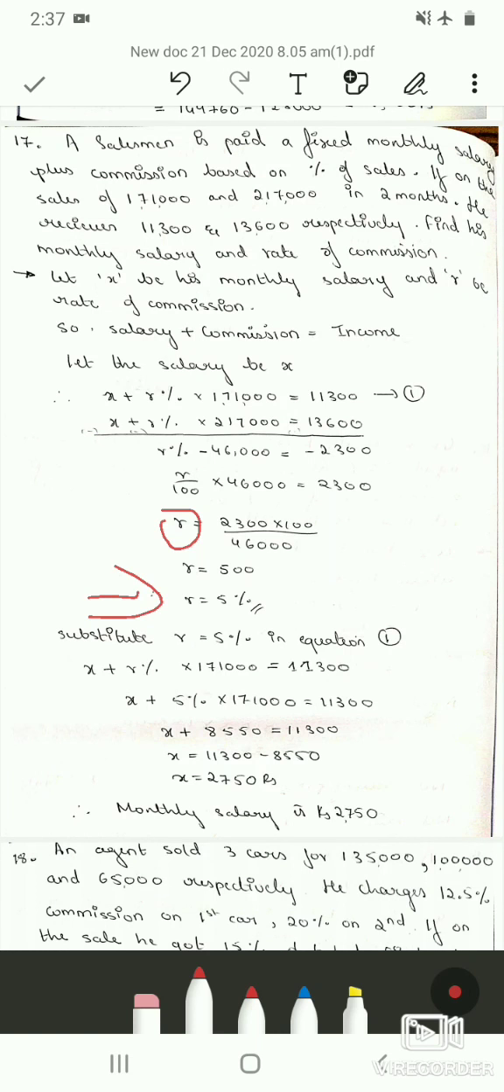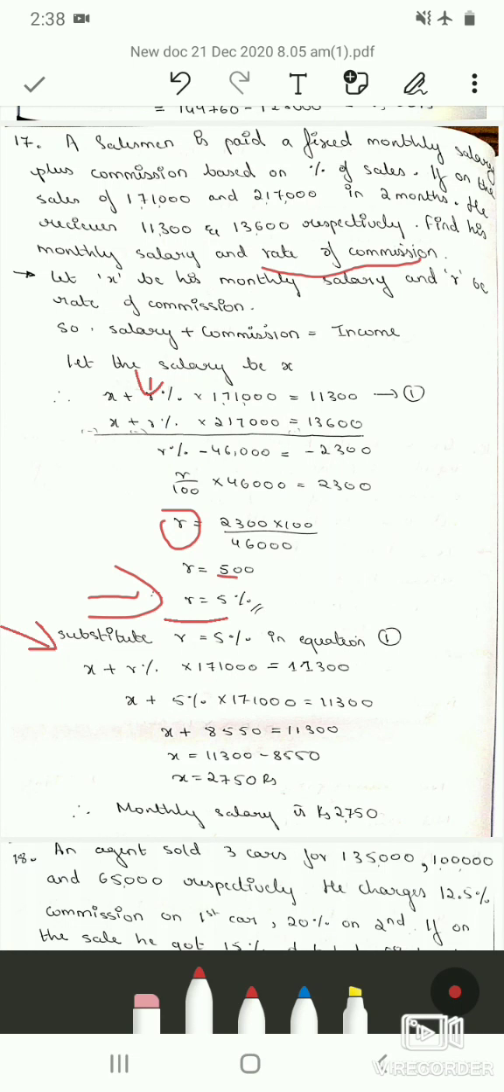So the rate of commission is 5%. So divided by 100, we'll get R as 5%. So we are done with this part. That is the rate of commission of an agent. Now we will find out the salary. So we have to substitute this value in the first equation. So that is X plus R percent of 1,71,000, and his income is 11,300.